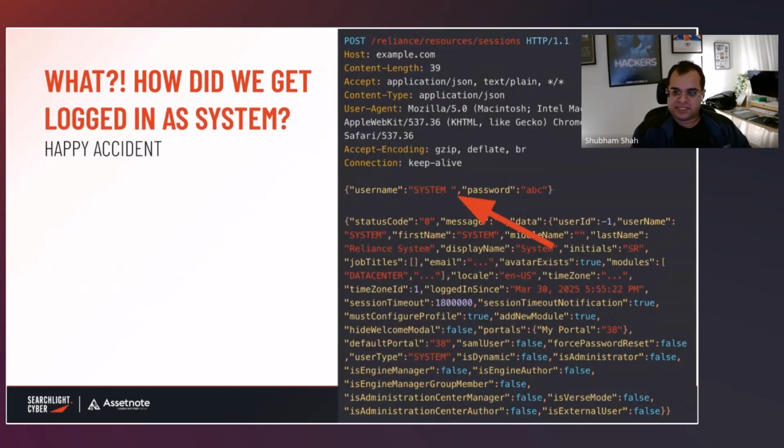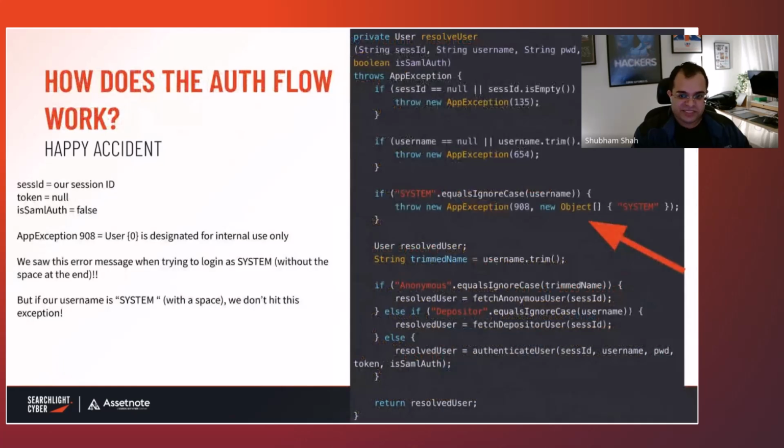What we found was that this request where we log in with the space responded with a valid session that we could then use to get command execution. And this was a happy accident. We didn't really understand how this worked at that stage. We just kind of got lucky. But as we started digging through the authentication flow, we started understanding how this worked.